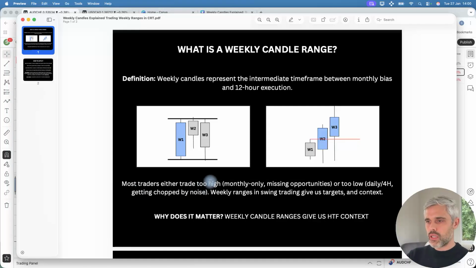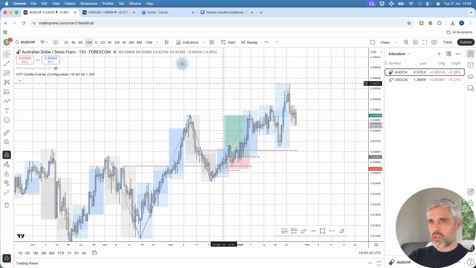Most traders either trade too high, so they're just looking at the monthly candle, so they're missing opportunities, or too low, they're on the daily, the 4-hour, trying to trade swing positions and just getting chopped up. So weekly ranges in swing trading give us targets, but also context. So let's look at more examples.